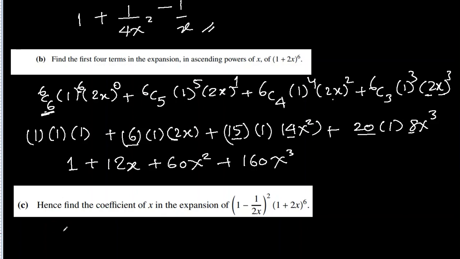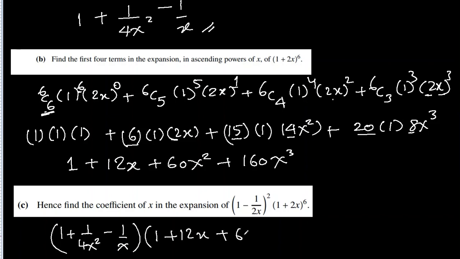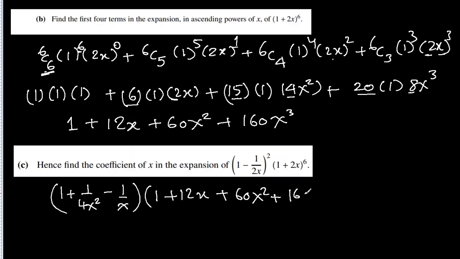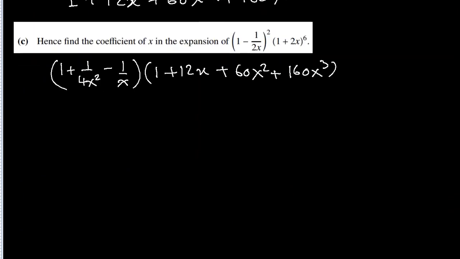So let's write the expansion of the first one, which will be 1 plus 1 over 4x² minus 1 over x. The second was 1 plus 12x plus 60x² plus 160x³. Now let's focus on the terms that will give us x when we multiply. So 1, what should I multiply this with to get x from the second bracket? 12x is the one. So 1 times 12 will be 12x.